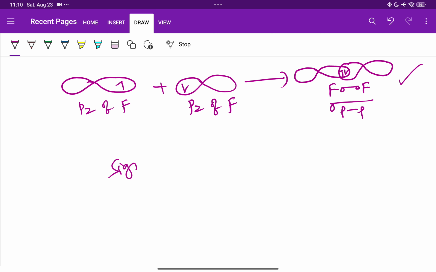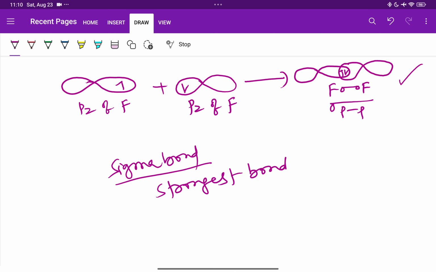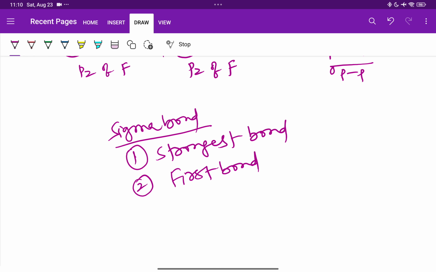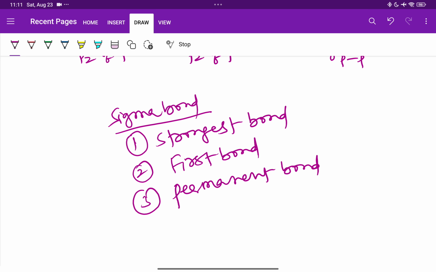Sigma bond is the strongest bond in between the atoms, and the first bond in between the atoms in a molecule is the sigma bond, and the sigma bond is a permanent bond because it is the first bond forming in between the atoms. So: strongest bond, first bond, and permanent bond.